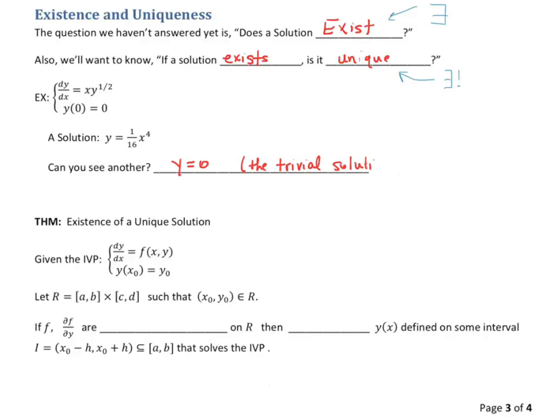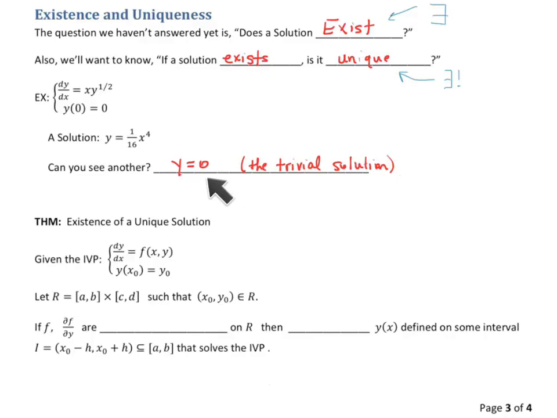Why is it called trivial? Because it's the one that's just obvious. Try it. If it works, then there's no work at all in terms of solving it or finding the parameters or anything like that. No work involved. It's trivial.